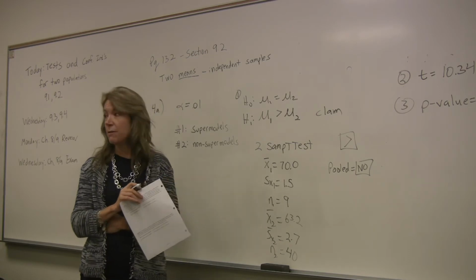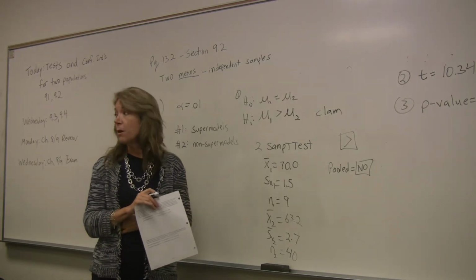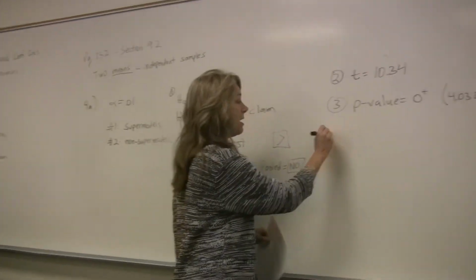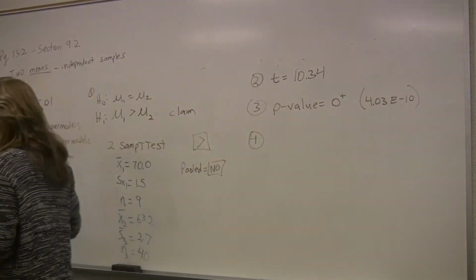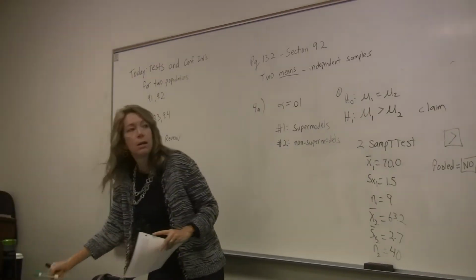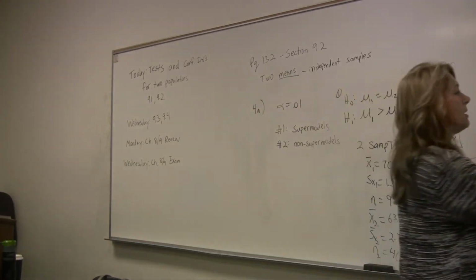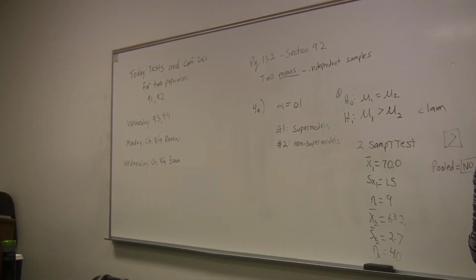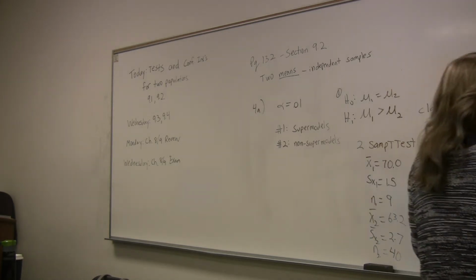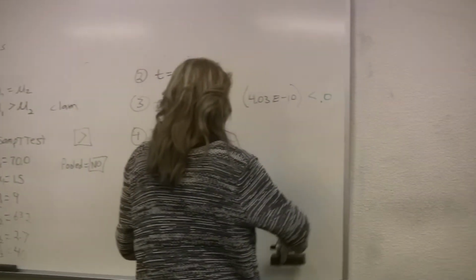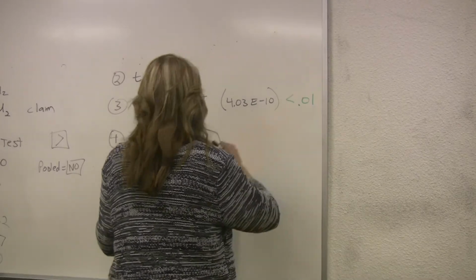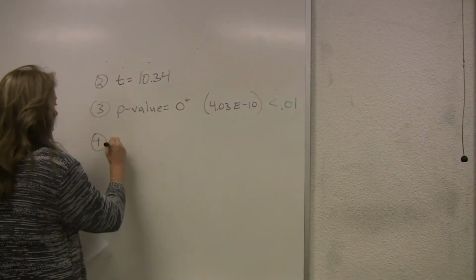So what's that tell me to do? Reject. Reject the H0, because anytime our p-value is smaller than alpha, definitely less than 0.01. That's a 0.01, looks like a D. 0.01. So we reject H0.